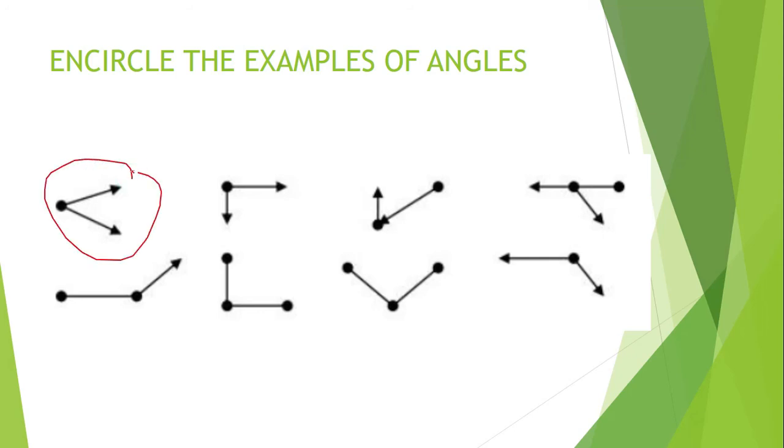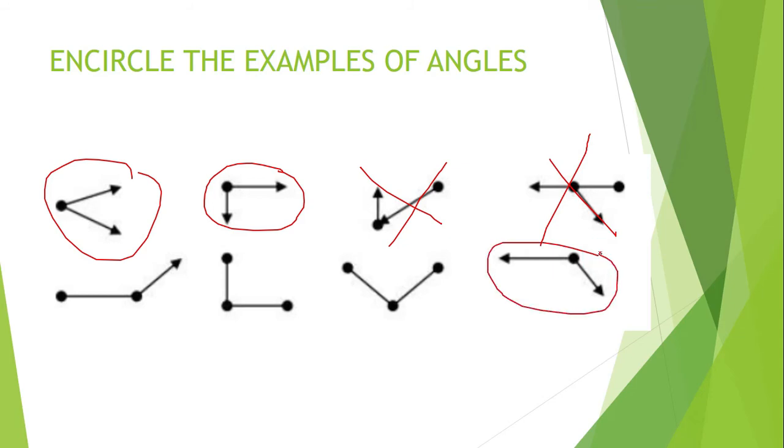This one is an example of an angle. This is another example of an angle. This is not an example of an angle. This is again not an example of an angle. This one is an example of an angle. This is not because they are line segments. And also this is not. And this is not. There should be two rays. So, only these three are examples of angles.